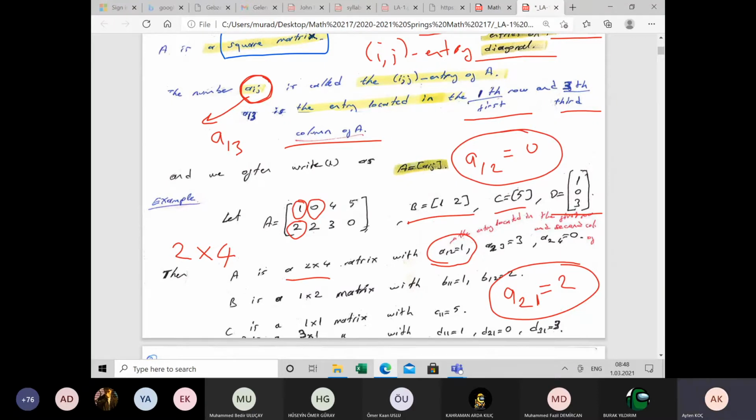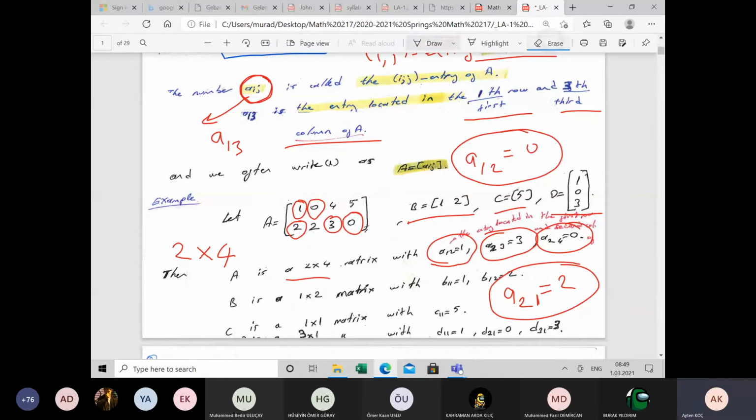Look at this one, for example, the second row, third column. This one. The last one, for example, 2, 4, 2, 4, this one. It's okay.